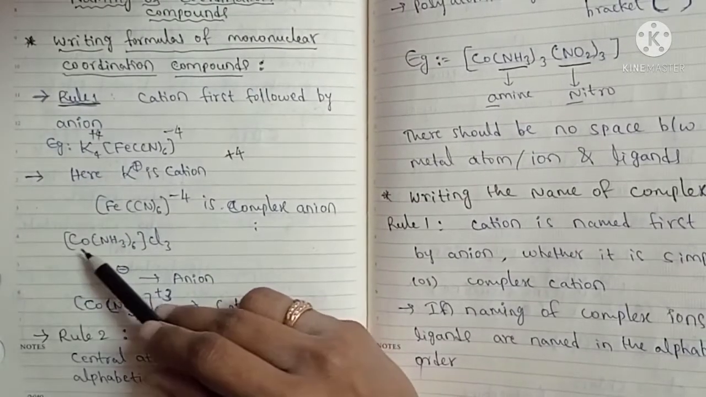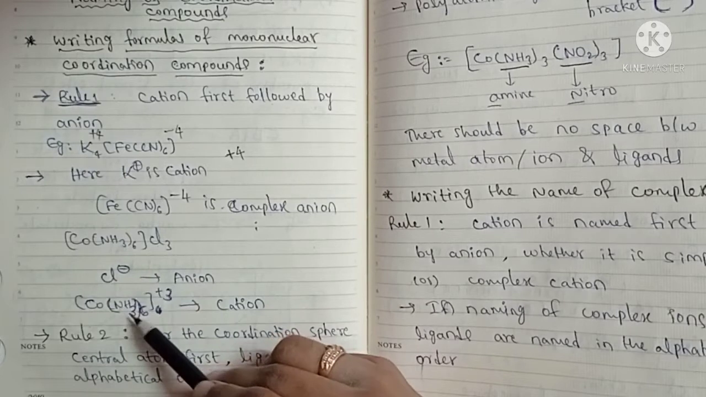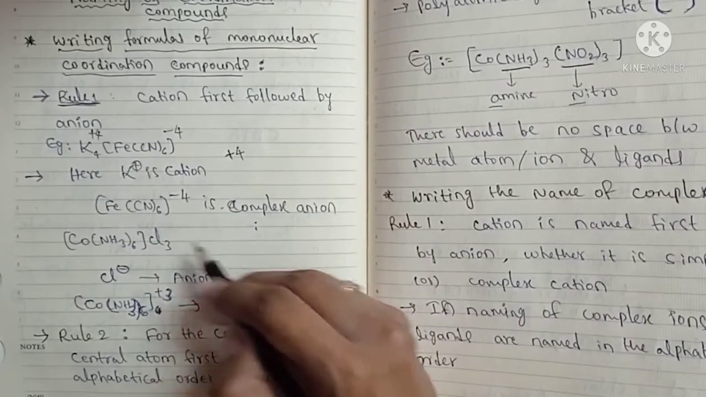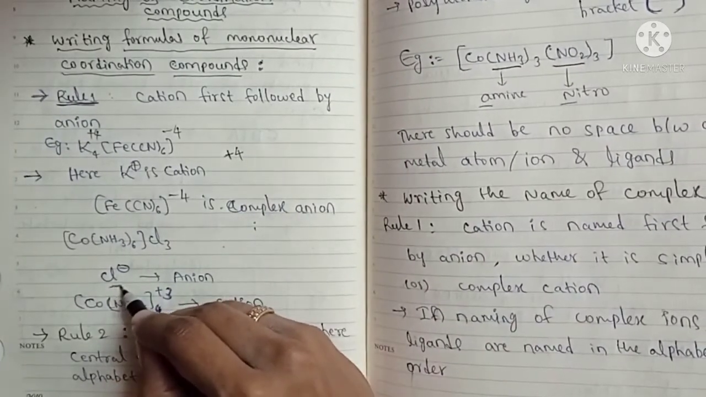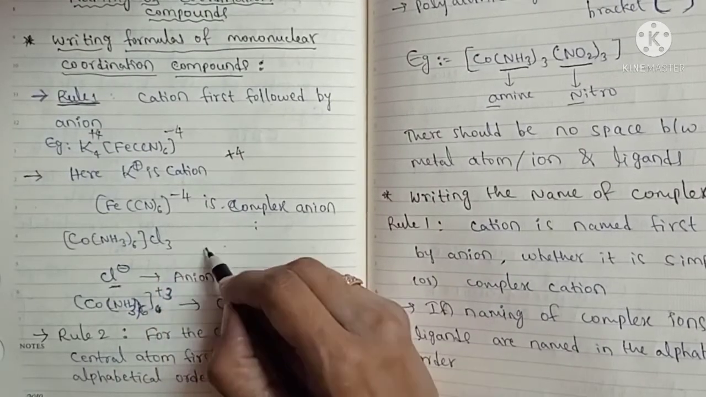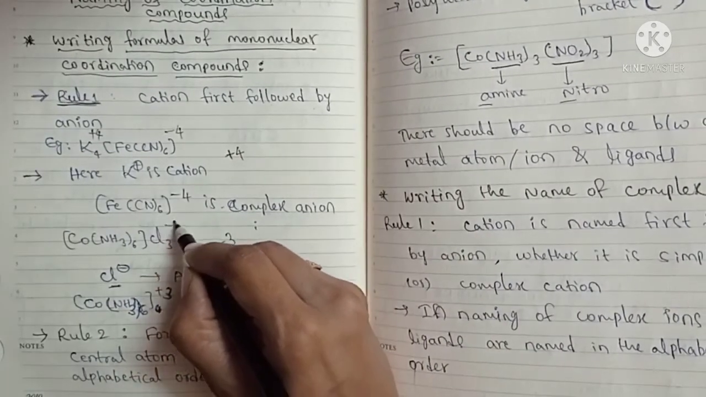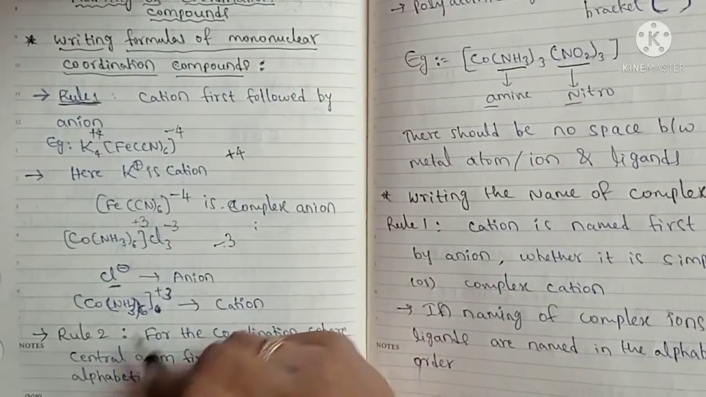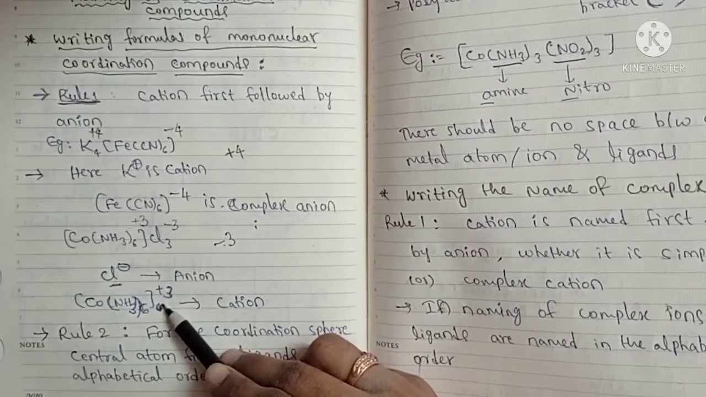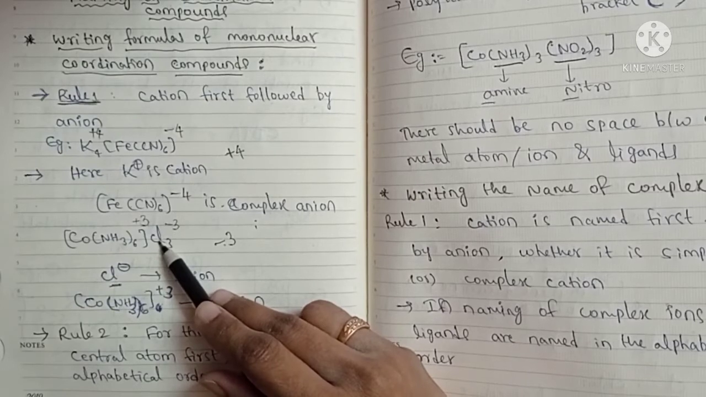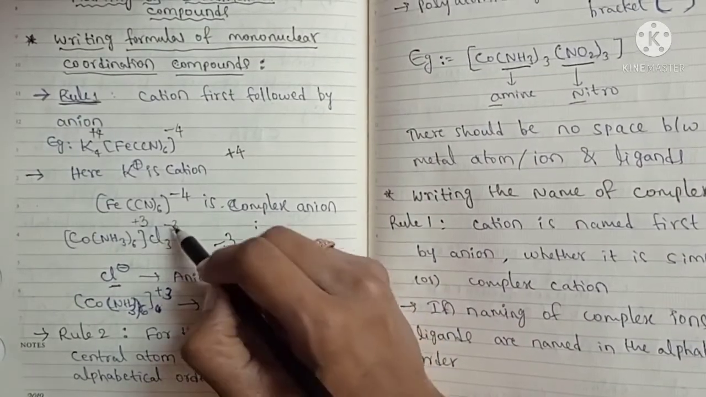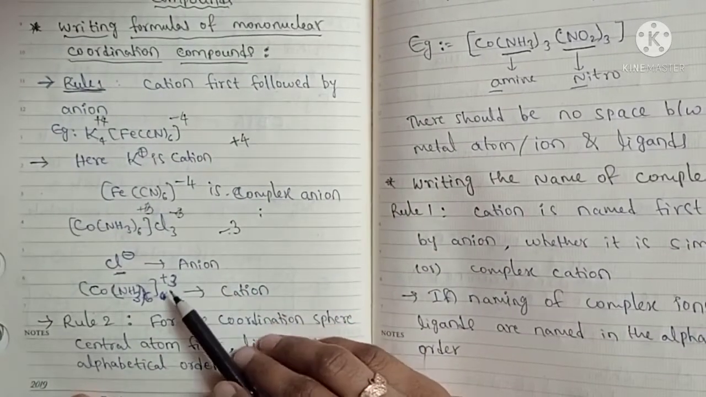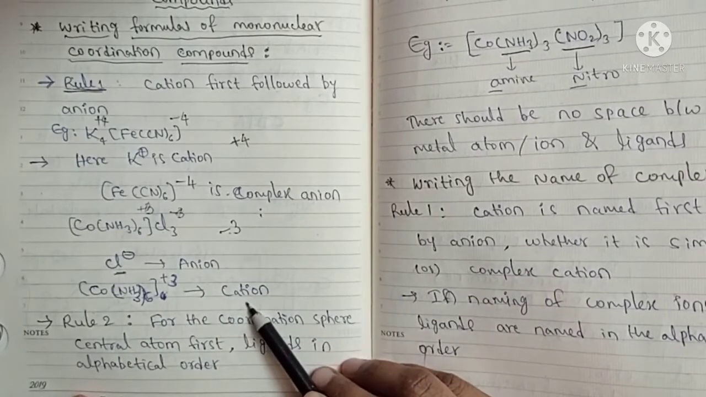What is the cation here? [Co(NH3)6] plus 3. How does this plus 3 come? Each chlorine is minus 1. How many chlorines are there? 3. So the charge is minus 3, which means the sphere contains plus 3. That's why this is the complex cation and chlorine is the simple anion. So here Cl minus is the anion and this is the complex cation.